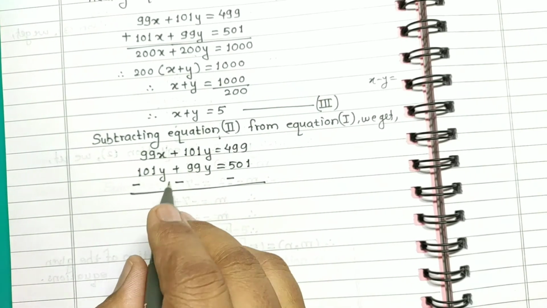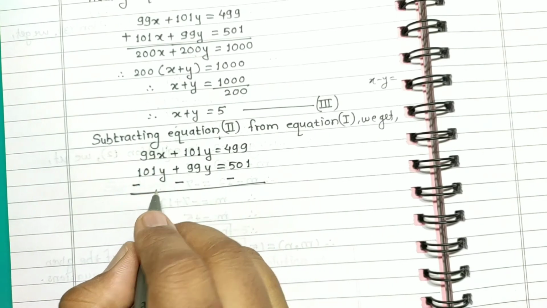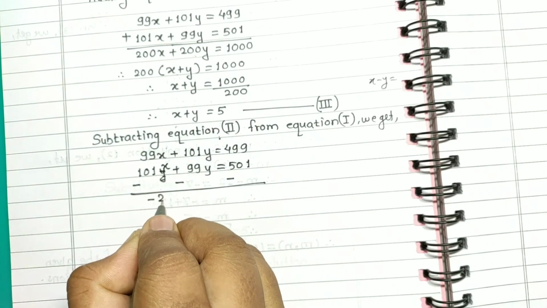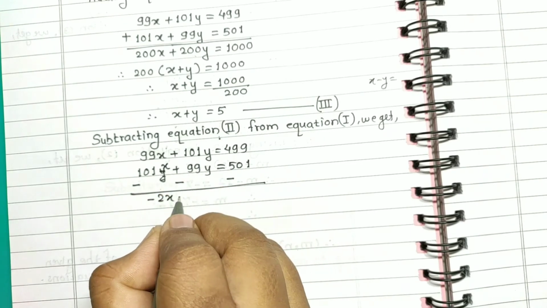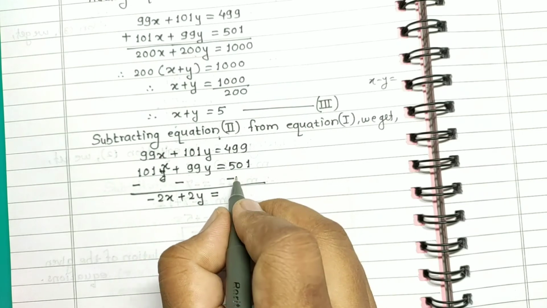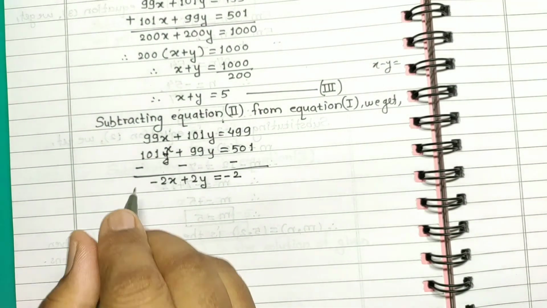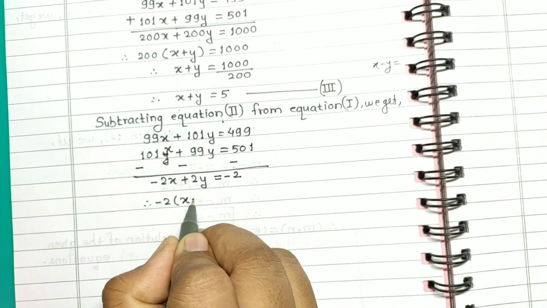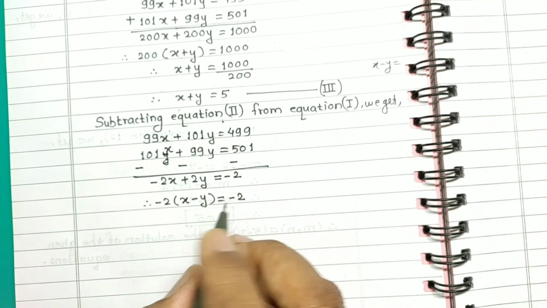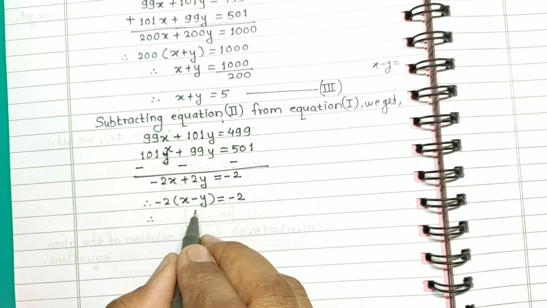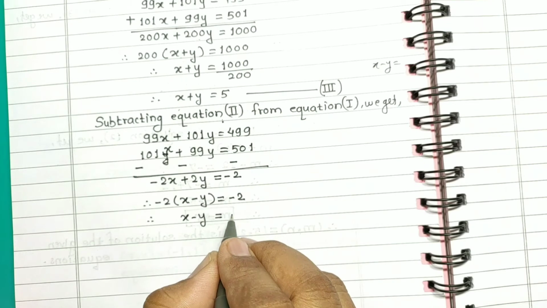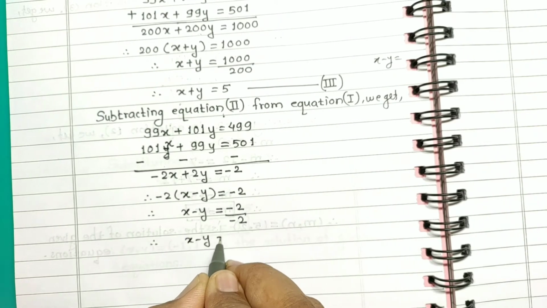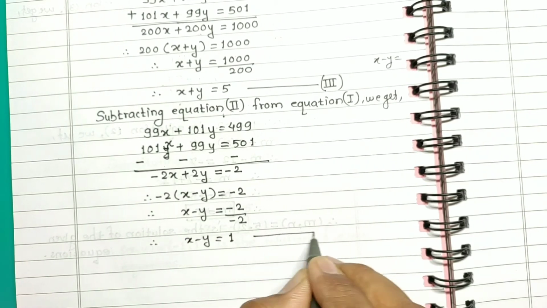So on subtraction, 99 minus 101 is minus 2x, and here 101 minus 99 is plus 2y, equal to, this subtraction is minus 2. Taking minus 2 common from both the terms, we have -2(x - y) = -2. Now minus 2 is multiplied to this bracket, so on shifting to RHS, it will divide RHS. So minus 2 upon minus 2, and therefore x - y = 1. Call it equation number 4.